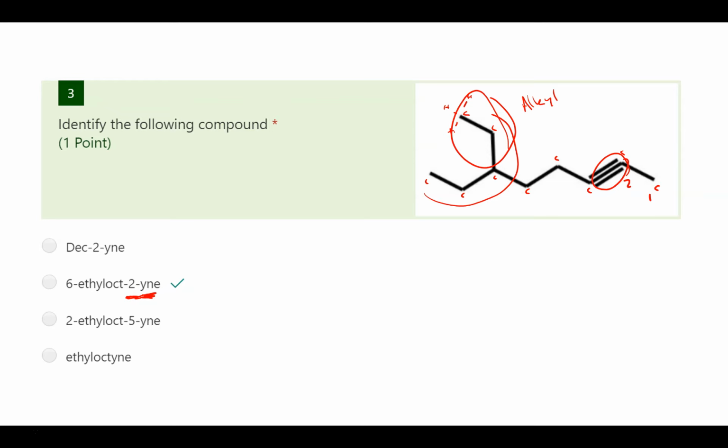But let's check our ethyl group at the end. And so we have 1, 2, 3, 4, 5, 6. So that would be 6. And that's 2 carbons long there. So it's 6-ethyl-oct-2-ine.